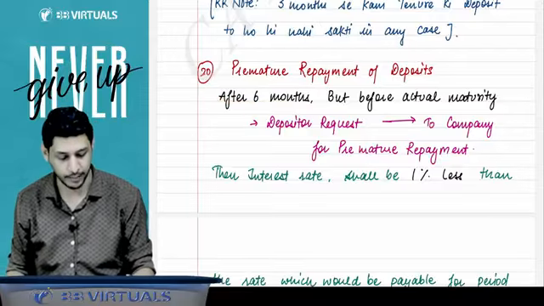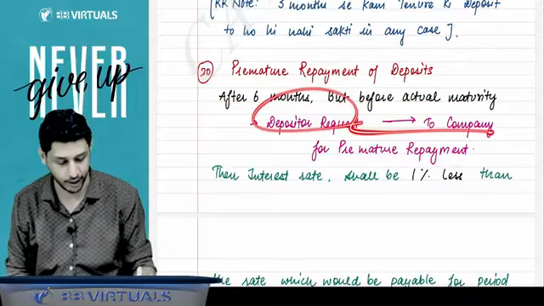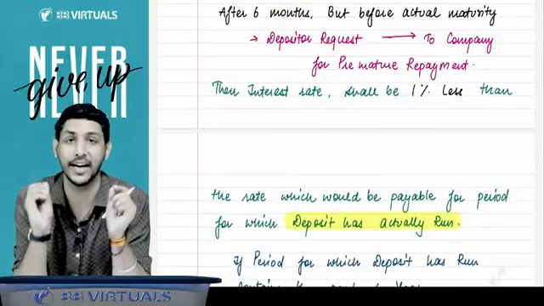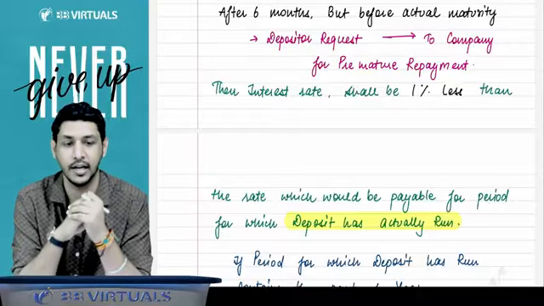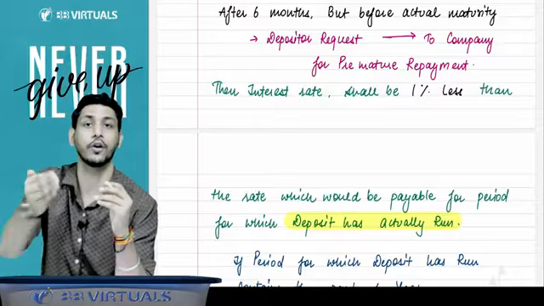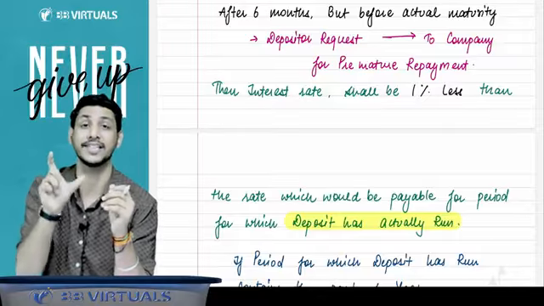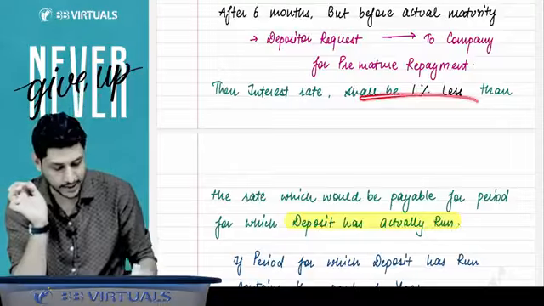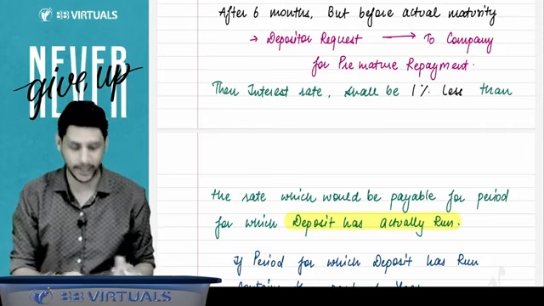After the 6 months, the depositor can request the company for premature repayment before actual maturity. But in that case, there will be a penalty of 1% interest. The interest will be payable for the period for which the deposit has actually run, but 1% will be deducted. Now, how will this be calculated? Let me give you an example.